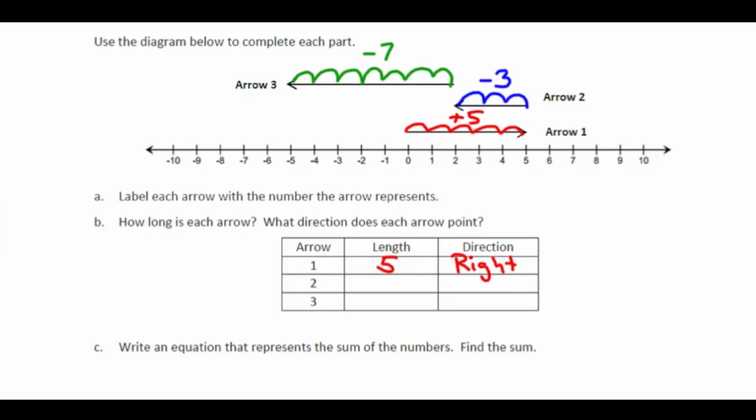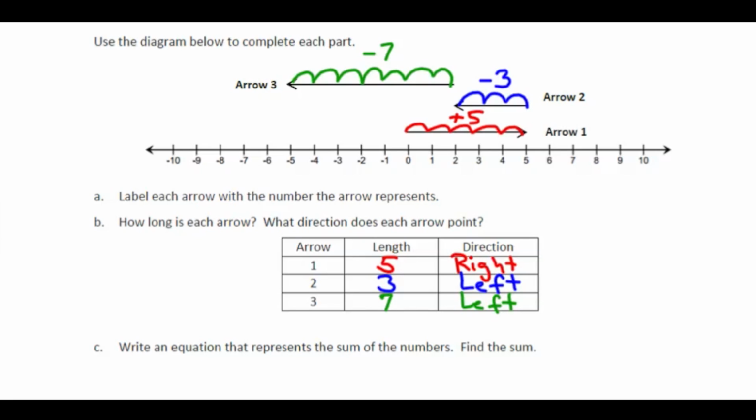For arrow number 2, it had a length of 3, and it pointed to the left. Notice that the length of the arrow will never show the negative. A length can only be positive, but the fact that it went to the left is why the naming of the arrow was negative 3. And for the final arrow, its length was 7, and it also went to the left.